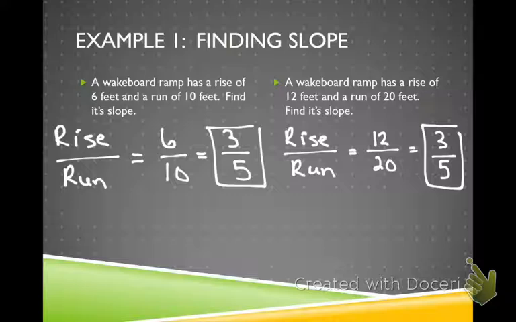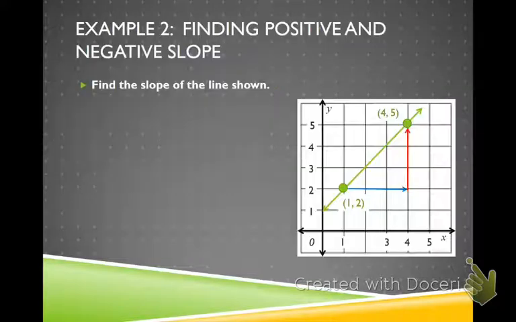So even though they were different dimensions, when we reduced the fractions, they actually ended up having the exact same slope. Alright, it looks like the second one was just a little taller and a little longer. Alright, so that's how we would find slope if we were just told this is the rise and this is the run. In example 2, we're finding the slope if it's on a graph.